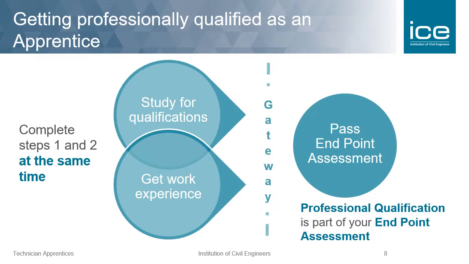Getting professionally qualified as an apprentice, however, for you is a streamlined process. You're studying for your qualifications and working at the same time, which means you're seeing directly how the concepts that you learn at university are applied on projects. Once your employer is satisfied that you've gained your qualifications and got the right experience, this point is called the gateway, they will put you forward to sit your endpoint assessment, or EPA for short. The professional qualification is all built into this assessment.